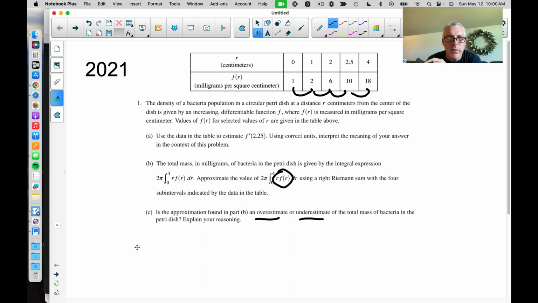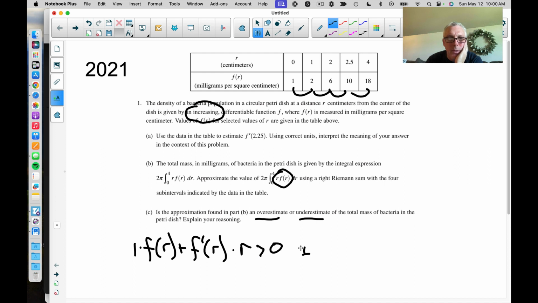So the derivative of, I'm going to think product rule. The derivative of r is 1, times f of r, plus derivative of the second times the first. Now if I think about this, f of r is always positive. f prime of r is always positive because they tell us it's increasing. And the r values are always positive. So I know that this is always positive, which means it's increasing.